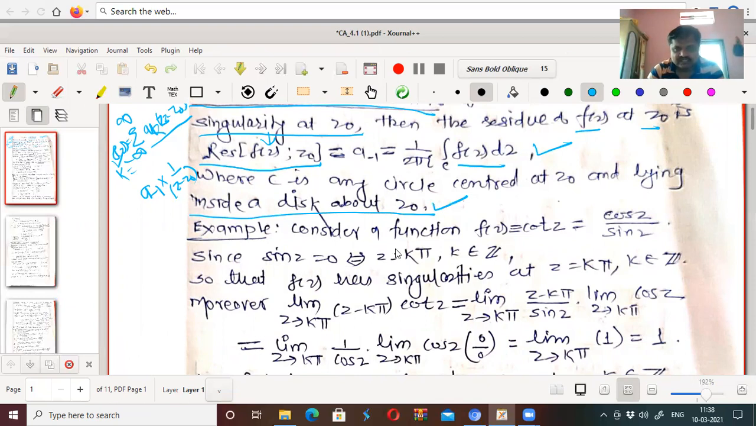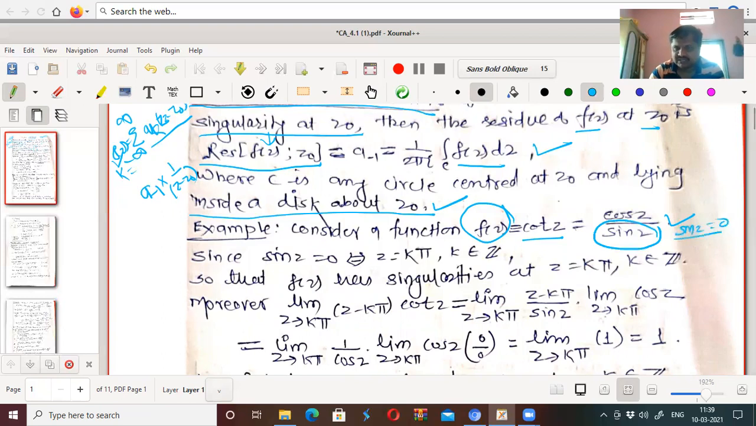Now consider a function f of z, for example f of z equal to cot z. Cot z can be written as cos z upon sin z. To obtain the singularities of this f of z, we want to see where this function is not analytic, that is, not defined. This function is not defined where sin z equal to 0.